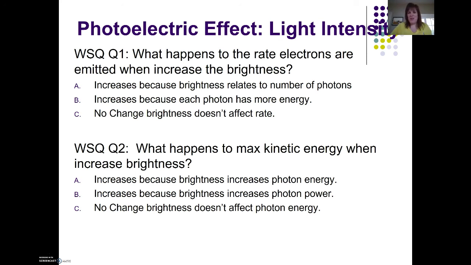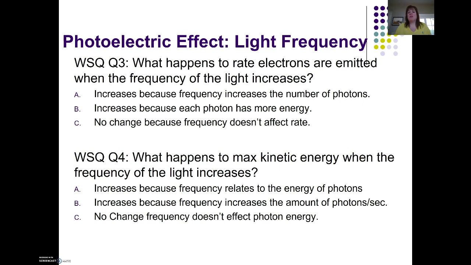You're not done. There are 2 more WSQs. WSQ3: what happens to the rate, so the number of electrons per second, that are emitted when the frequency of light increases? Does it increase or doesn't change? And why? And question 4: what happens to the maximum kinetic energy when the frequency of light increases? Does it increase or does it not change? And why? All right. Finish your WSQ and I'll see you in class.